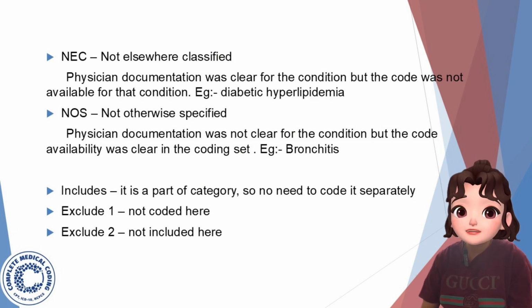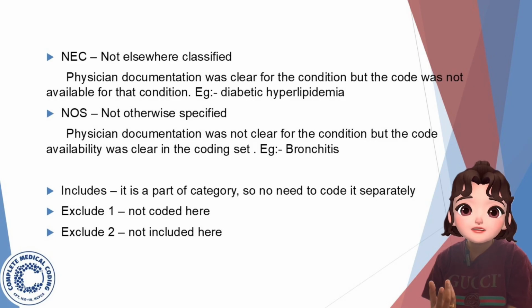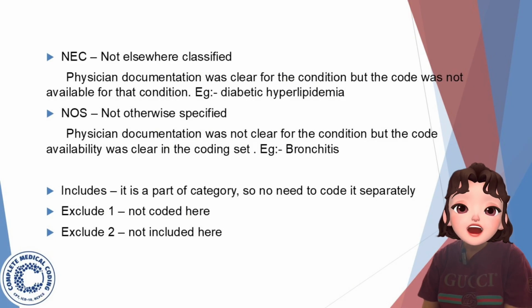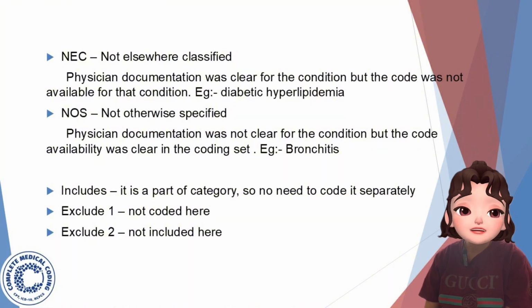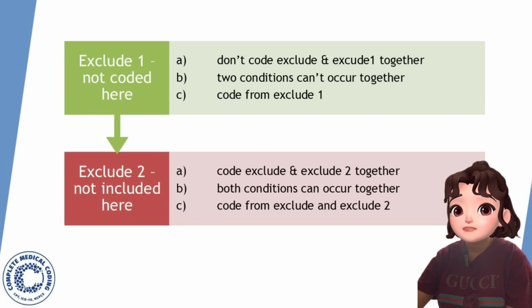Now exclude 1 and exclude 2. Exclude 1 means not coded here and exclude 2 means not included here. From the word itself, you will know what it is. Still, I'll be explaining it in detail. See, exclude 1 means not coded here.